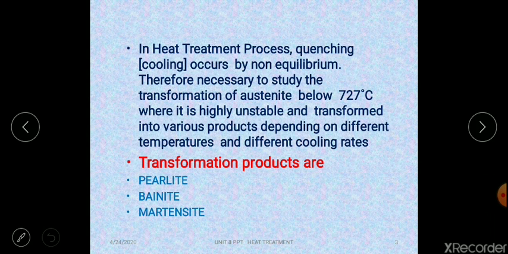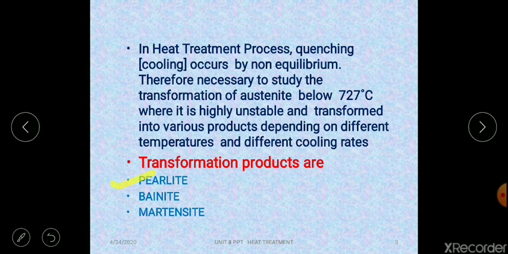In the heat treatment process, cooling occurs by non-equilibrium, that is, every time the cooling will not be under equilibrium conditions. So that's why we need to study the various transformation products of austenite, that is, below 727 degrees Celsius austenite is highly unstable. Its transformation products depend on various cooling rates and different temperatures. So what are these transformation products depending on the cooling rates and the temperatures? These are as follows.